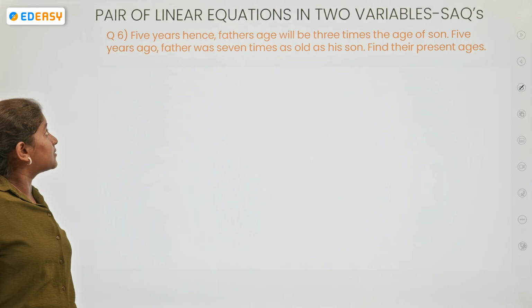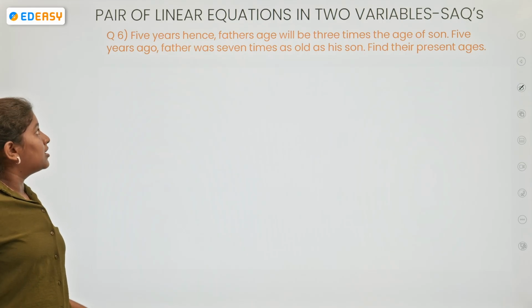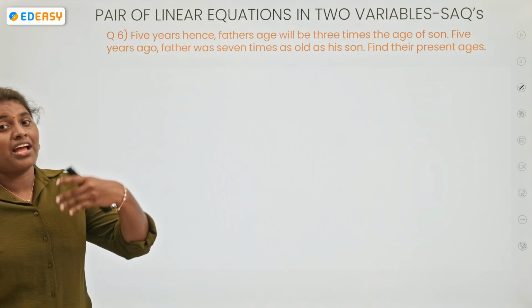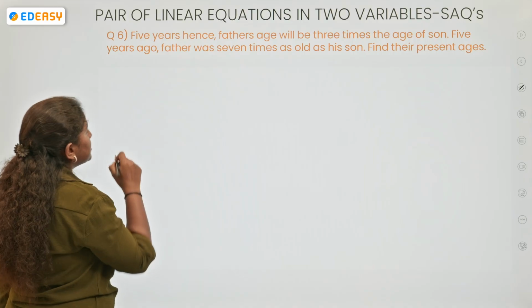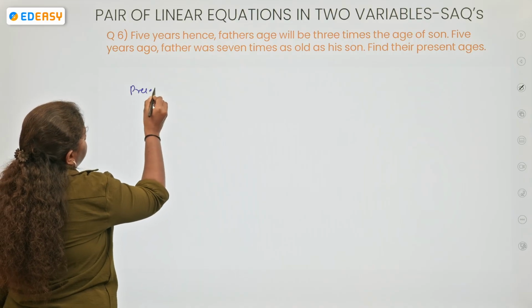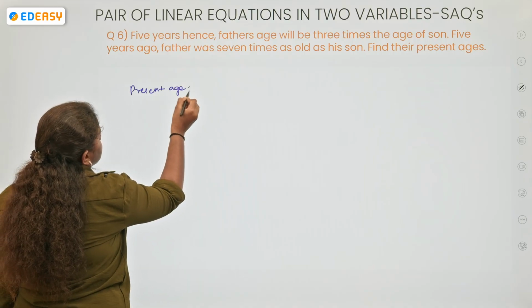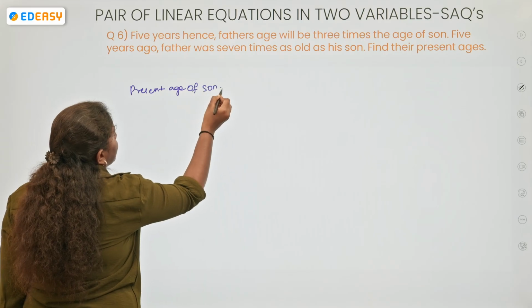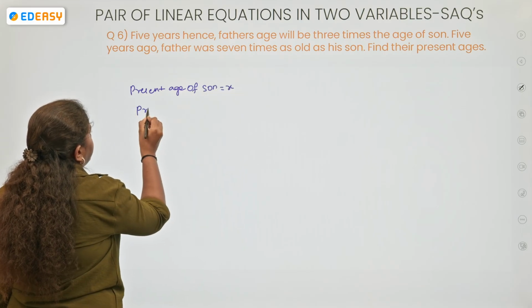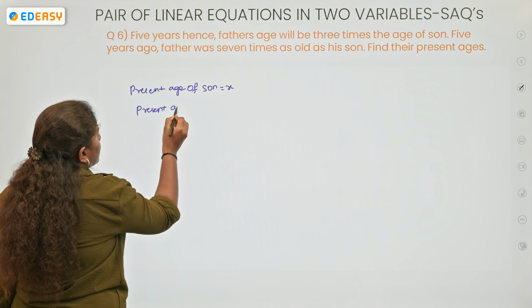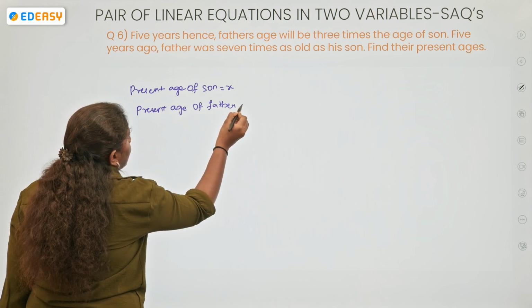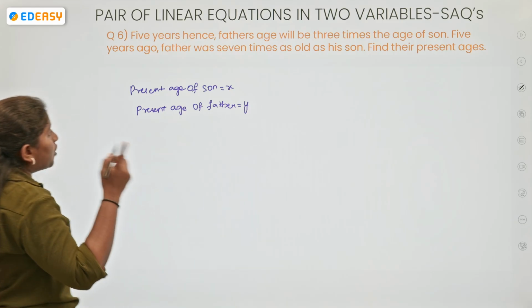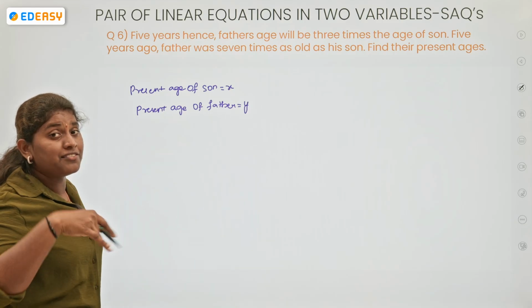Clear? Next, 5 years hence, father's age will be 3 times the age of son. 5 years hence, it means what? 5 years after, right? So let's take the present age of son and present age of father. Present age of son I am taking as x, and present age of father I am taking as y. Okay, now 5 years hence, it means what? 5 years after.